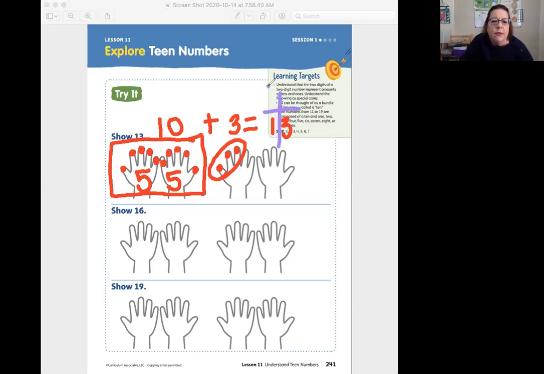First you make a T, then you make an O. Two is written with a T and then an O.